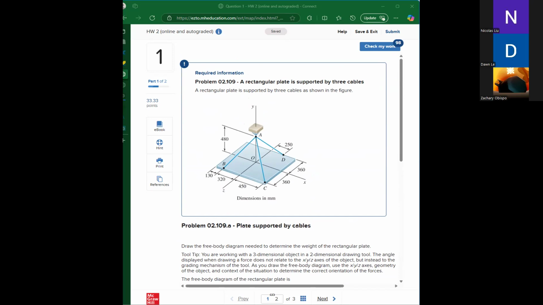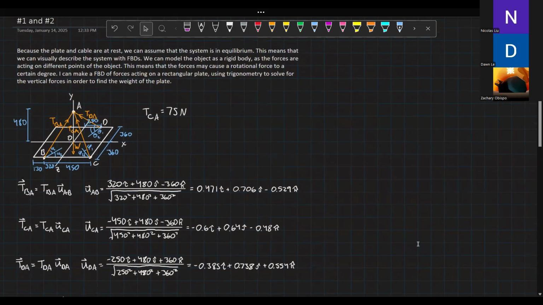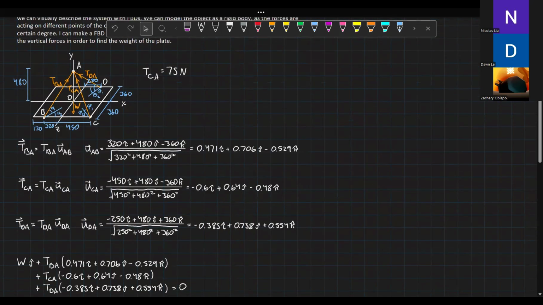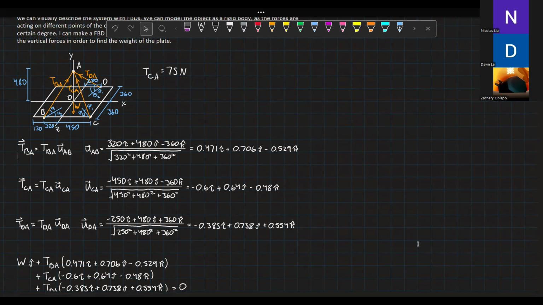Yeah, anyway, so now we'll be going to the next part of this problem. Let me share my screen. Okay. Up here I have the diagram very nicely drawn with all the different forces that are acting on the system.